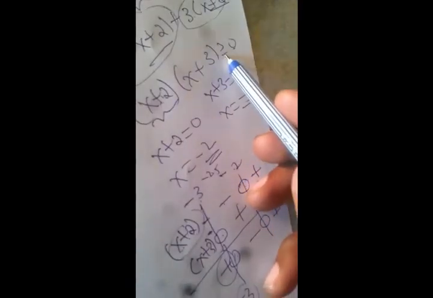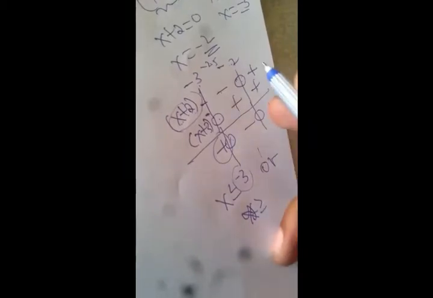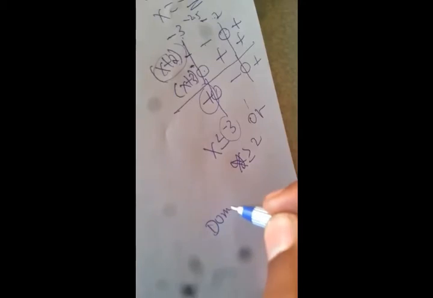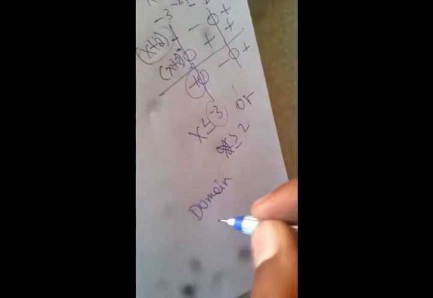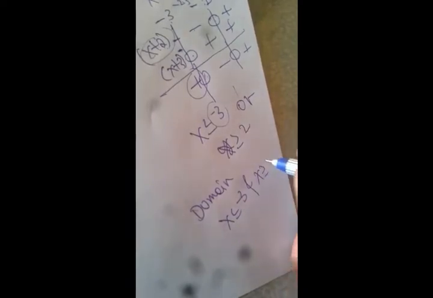When does it become a positive number? This is given when x is less than or equal to minus 3. When x is minus 3, we are given 0, and we are asked for greater than or equal to 0. Or when the value of x is greater than or equal to 2. Therefore its domain will be x less than or equal to minus 3 and x greater than or equal to 2.